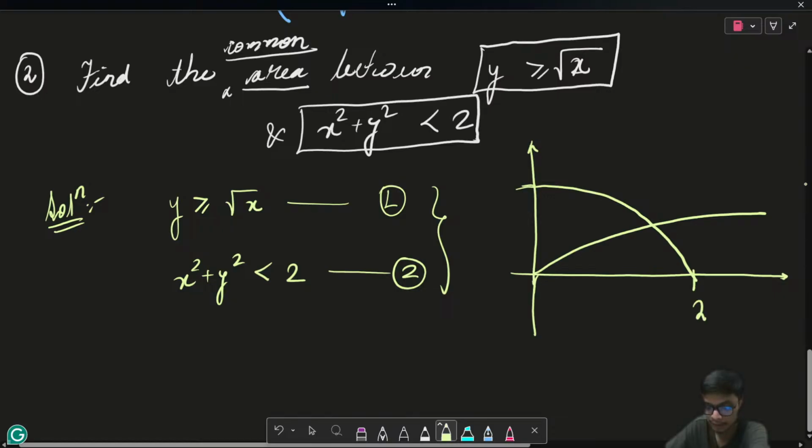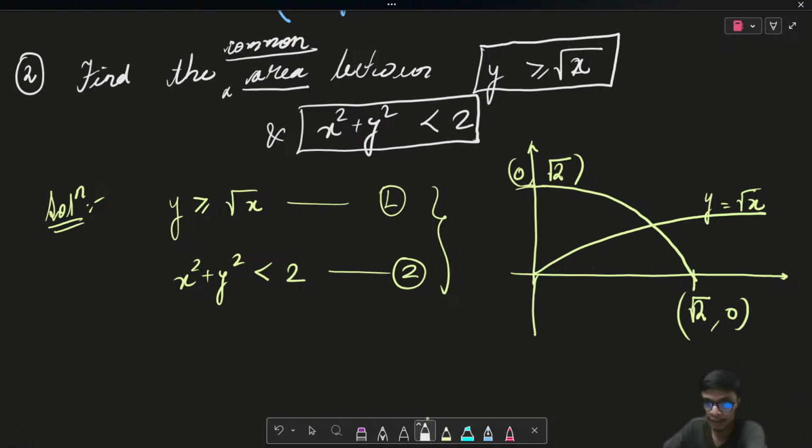So over here it will be root 2, and over here is also root 2. That is 0 comma root 2, and this is root 2 comma 0, right? And then we have this particular curve which is a parabola, y is equal to square root of x, right? So if I observe this situation carefully, what I see is that I have to find the area which is common in between the two curves. So this is my inequality region.